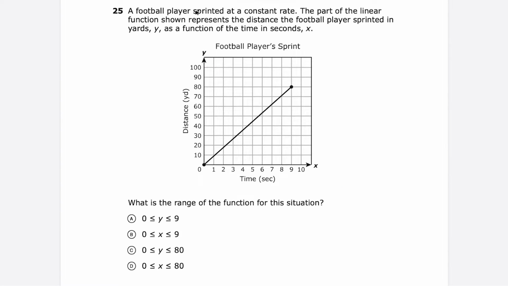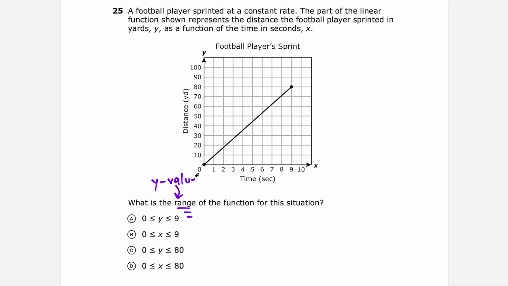Question 25, we have a football player who sprinted at a constant rate, and the part of the linear function shown represents the distance the football player sprinted in yards, y, as a function of the time in seconds, x. And we want to know what the range of the function is for this situation. So the range is the set of possible y values.